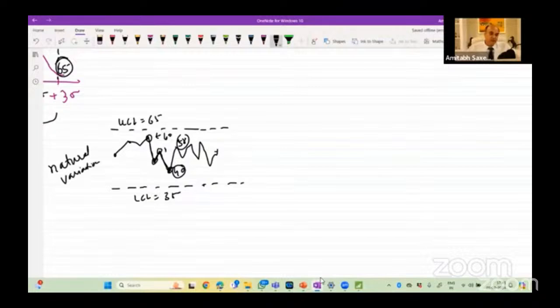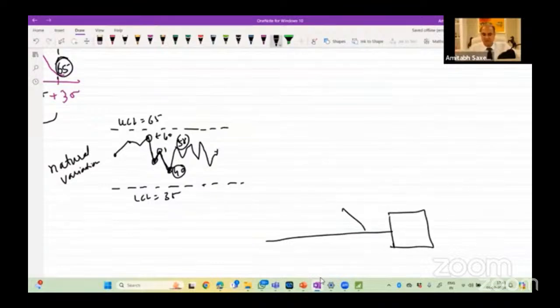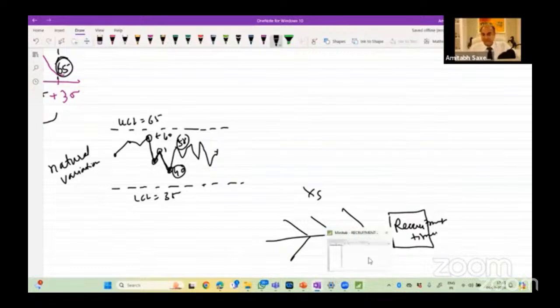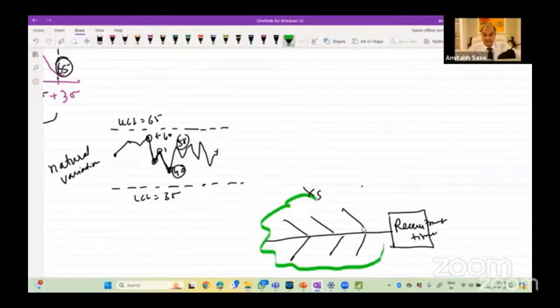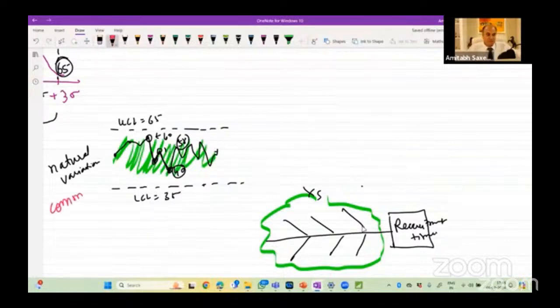Natural variation, or common cause variation. You will say common cause variation is coming from the causes, like a lot of causes are actually producing this variation. My recruitment time is dependent on a lot of X factors. We'll come to that as well. In fact, in a short time, we are going to get our cause and effect diagram. So recruitment time is dependent on a lot of factors like job descriptions available, candidates available, interviewees available, so many factors. These factors are collectively acting on my system and producing this variation. This is known as common cause variation.